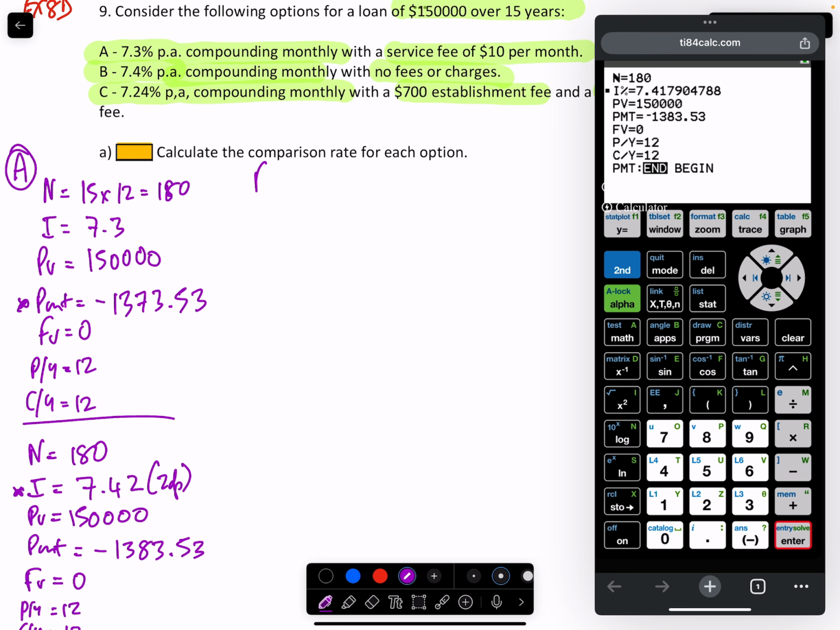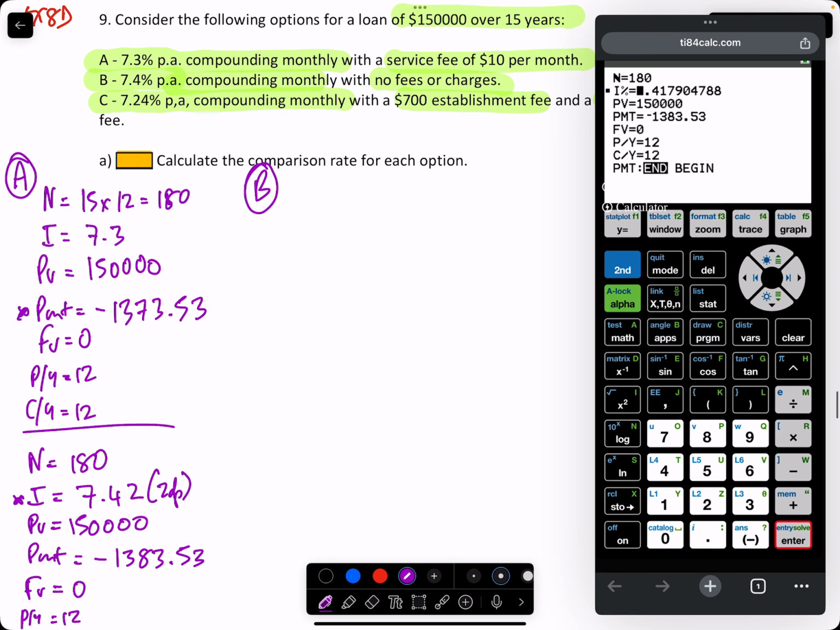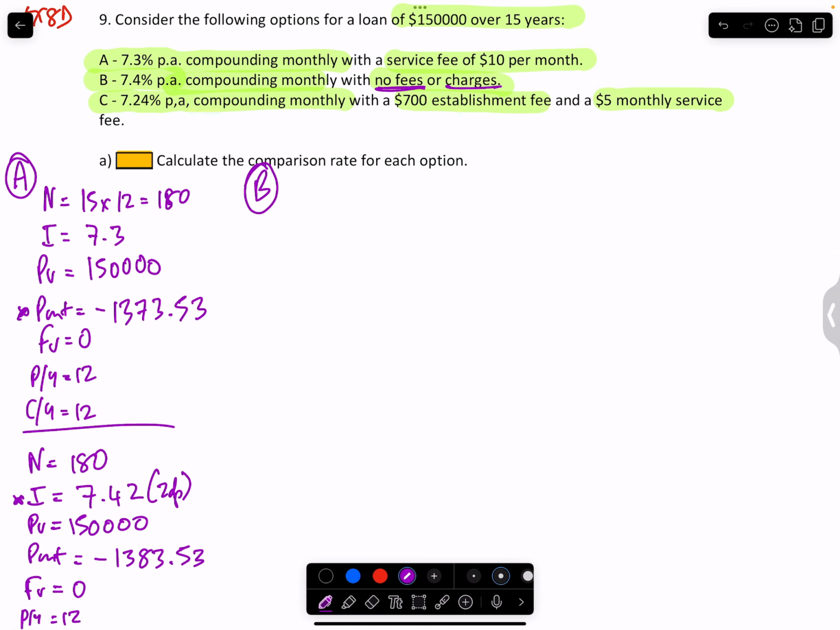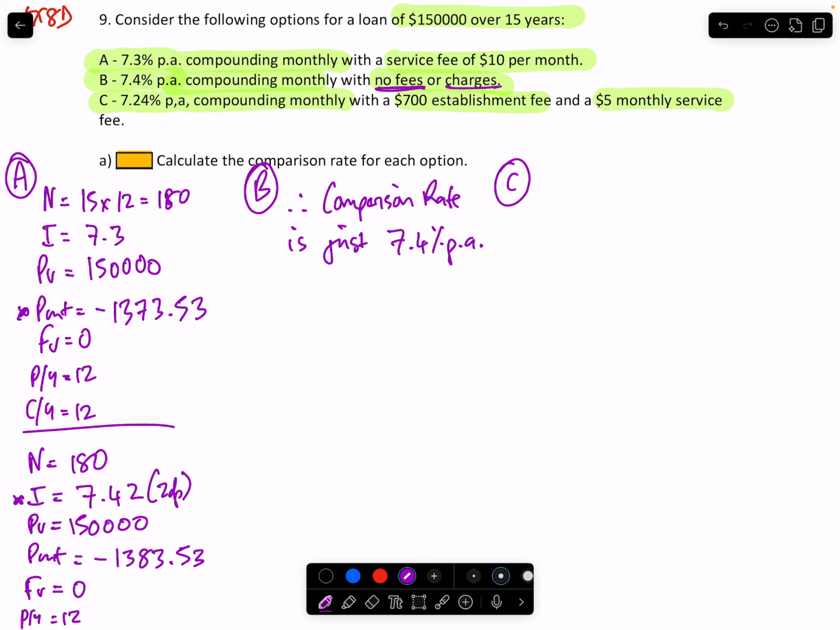Let's do B here. B has no fees or charges, so comparison is just 7.4% per annum. No maths needed. C.